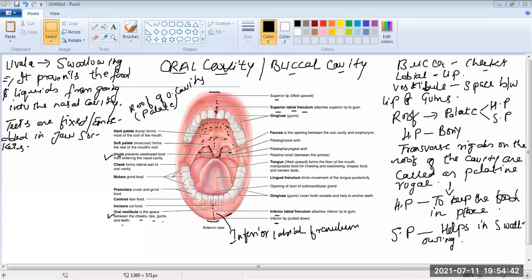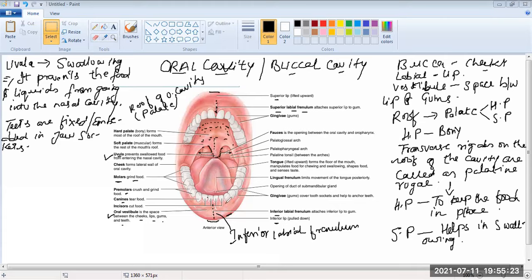You can see that you have different types of teeth. These teeth are classified into different types. The three teeth that you see at the posterior end inside the cavity are called molars. These are used to grind food. After that come your premolars, which are used to crush and grind the food. Then come your canines, which are used to tear the food. Then come your incisors, the four front teeth, which are used to cut the food.